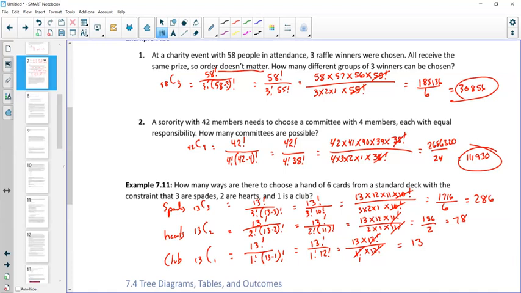So I have 286 ways to choose 3 spades, 78 ways to choose 2 hearts, and 13 ways to choose 1 club. So to get my hand here of 6 cards, it's 286 times 78 times 13. Which is 290,004. And that finishes up our combination section.